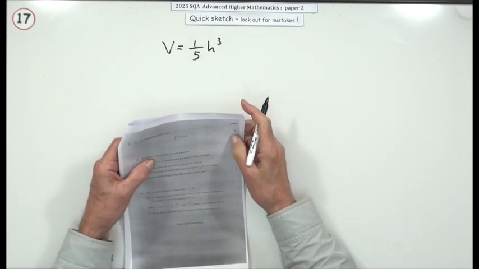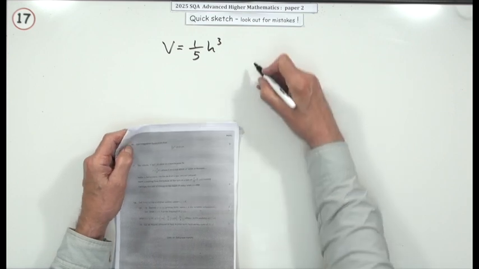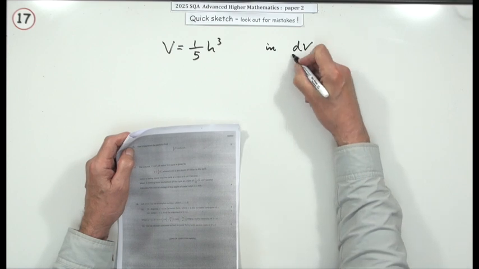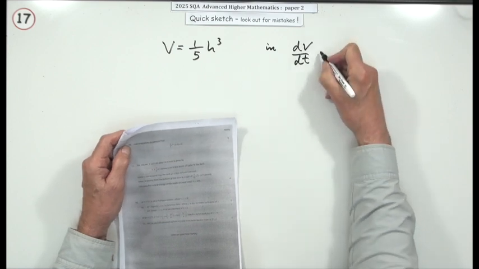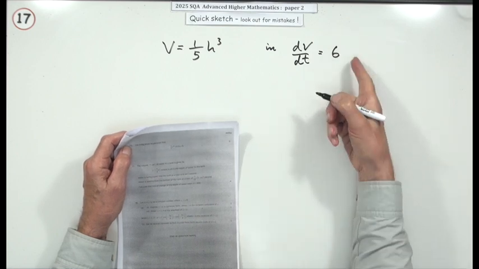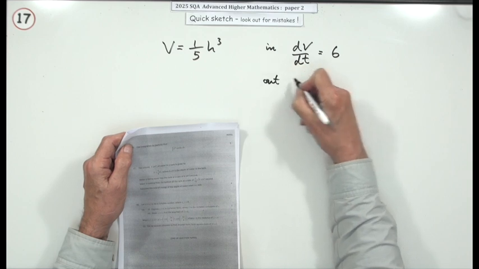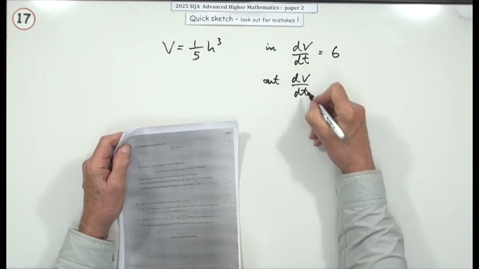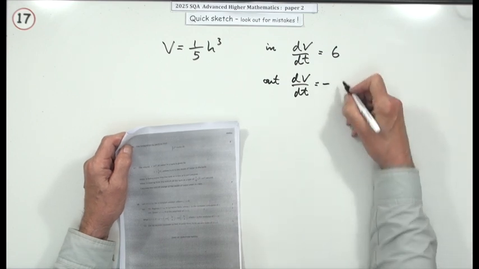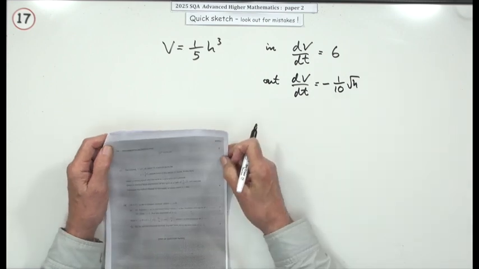So it looks like some sort of cuboid, where h is the depth of the water, right? Water's been piped in, so this is the change in the volume: the rate of change of volume is going to be 6 centimetres cubed per second. I'm not bothered putting the units in if they're all consistent. But it's leaking out, so there's another rate of change of the volume, going out, so that'll be a negative 1/10 root h centimetres cubed per second.